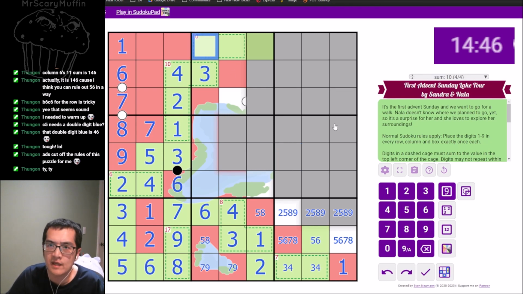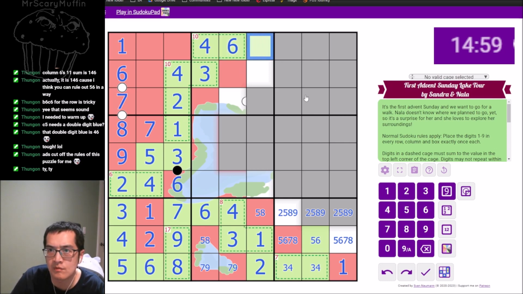So this 3 can't go into a 5. Could be a 4 into a 6. Could be a 2 into an 8. Oh, that's way too far. It has to be a 4, 6. 6 can go into 4, 5, 7, or 8.